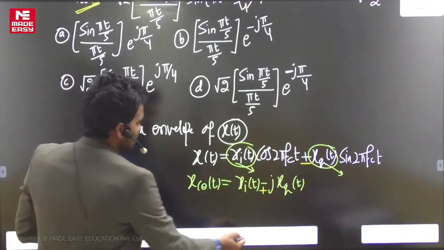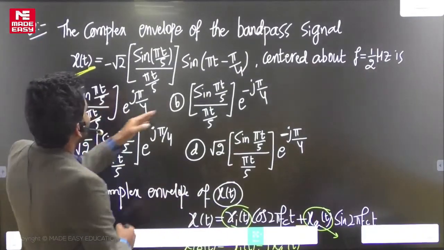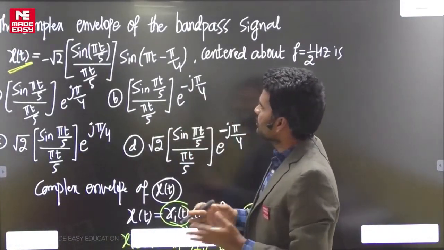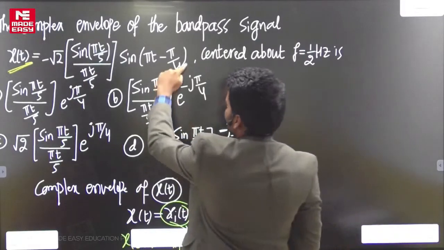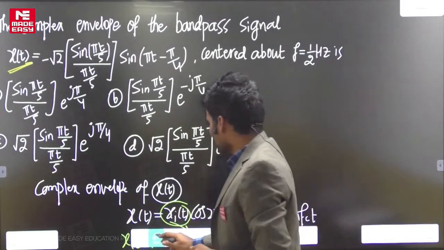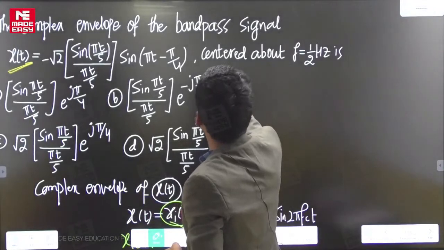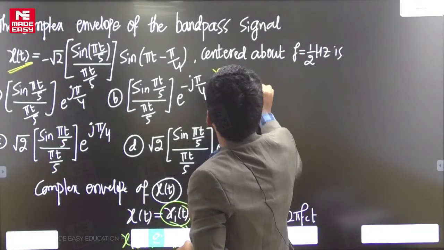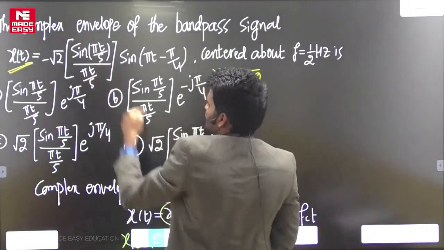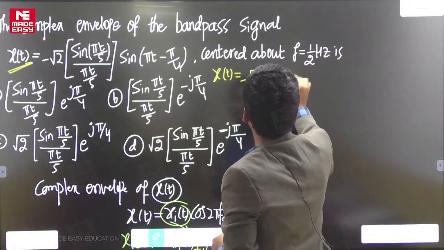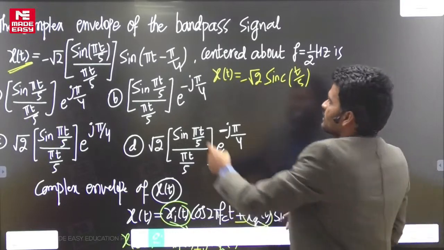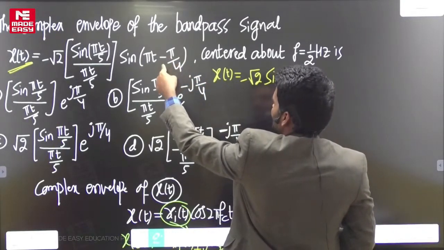Now if you come to the given signal x(t), we have to write this as a combination of cos and sine. For this, just try to expand it. Sin(a minus b) is sin a cos b minus cos a sin b. So if you expand, what you will get is, I'm writing here itself, minus root 2. And sin(pi x) by pi x you can write as sinc x, so I'm writing this as the sinc function, sinc(t by 5).